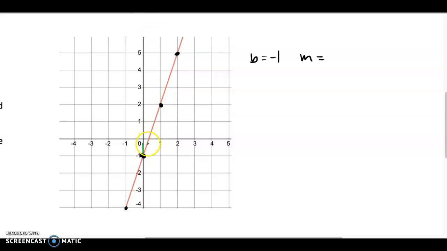So to get from this one, I can go up 3, so plus 3, and over to the right, plus 1. Follow the same pattern over and over to get to the next points. Or I could go down 3, so minus 3, and to the left, which is minus 1. So my slope is 3 over 1. So now I put these together: y equals 3x minus 1.